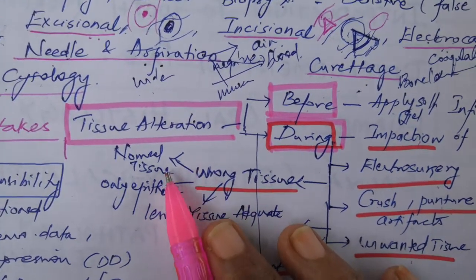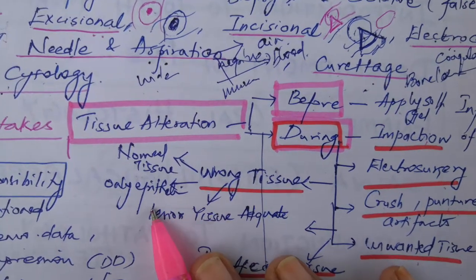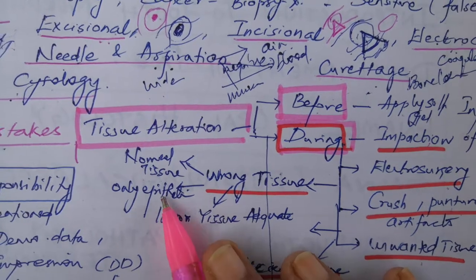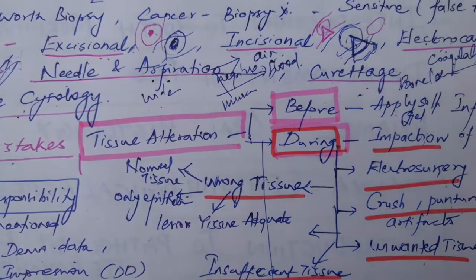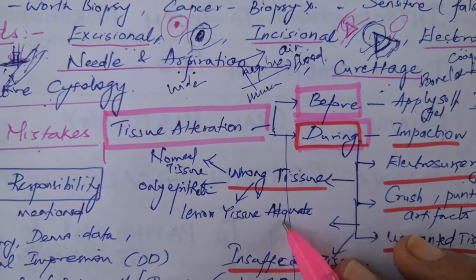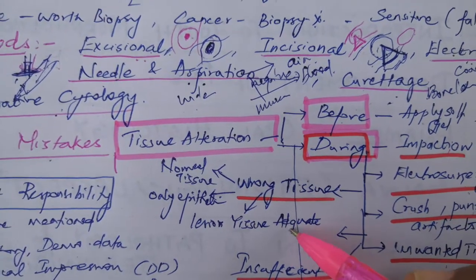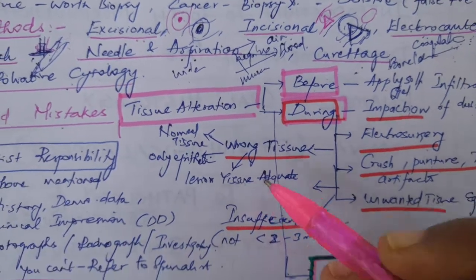Normal tissue should be included. Not only should the depth be more, it should include the connective tissue. If you give only epithelium, a diagnosis cannot be made. So it has to be deep enough to include the connective tissue also. And also the lesion tissue should be adequate. If you take normal tissue adequately, but you take only a very small portion of the lesion, then it will be inadequate for evaluation.